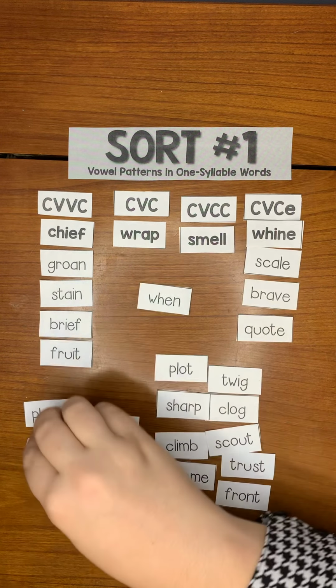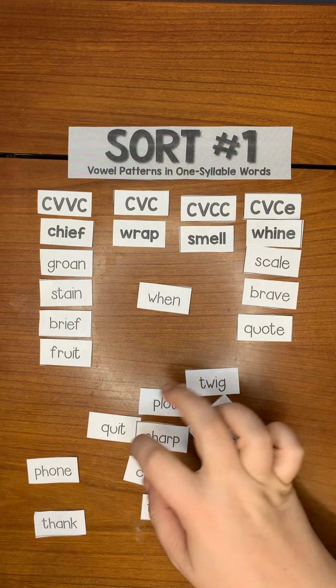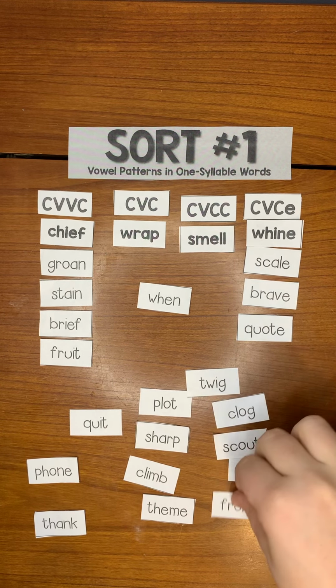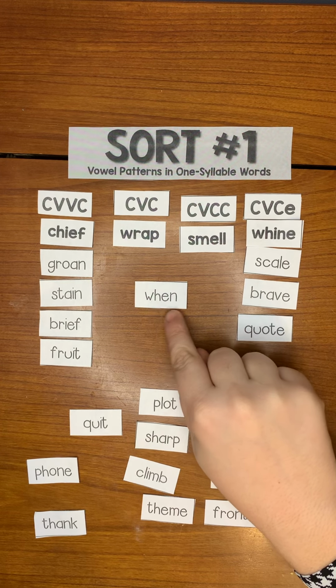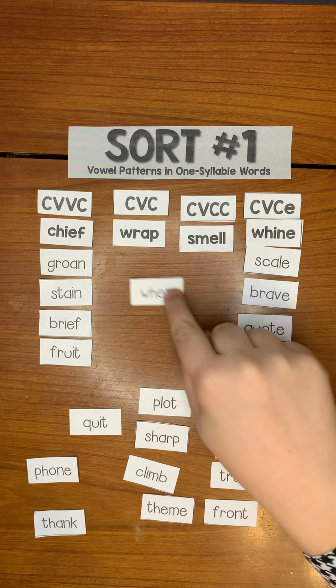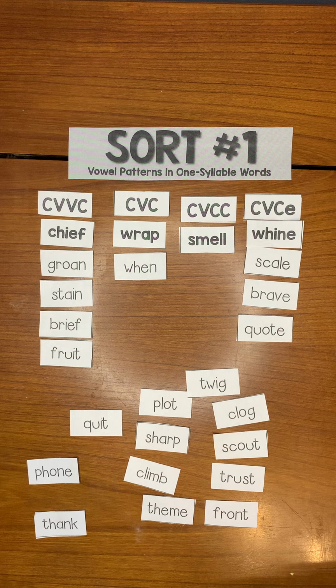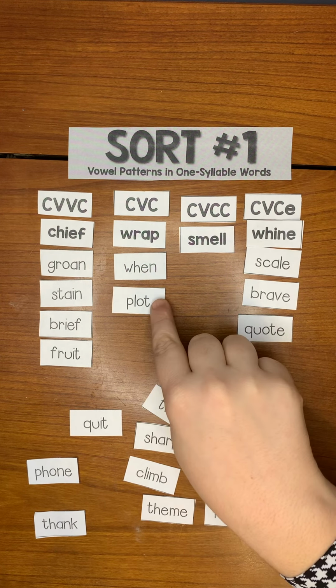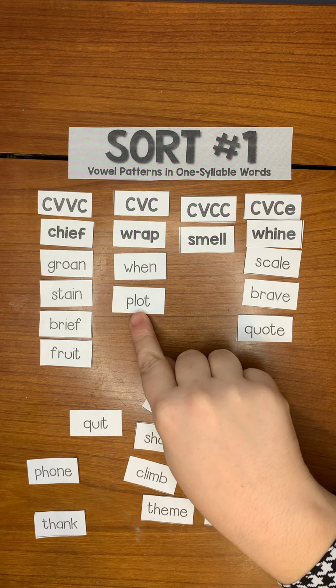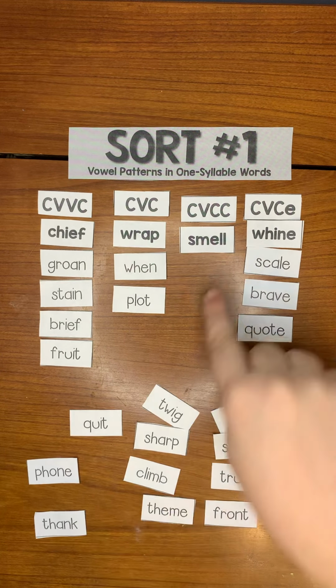Where do you think when is going to go? Where would you put when? If I look at the vowel, consonant before, consonant after, and then nothing else. So it's going to be CVC. What about plot? Plot. Consonant comes before the vowel and after, and nothing else does.